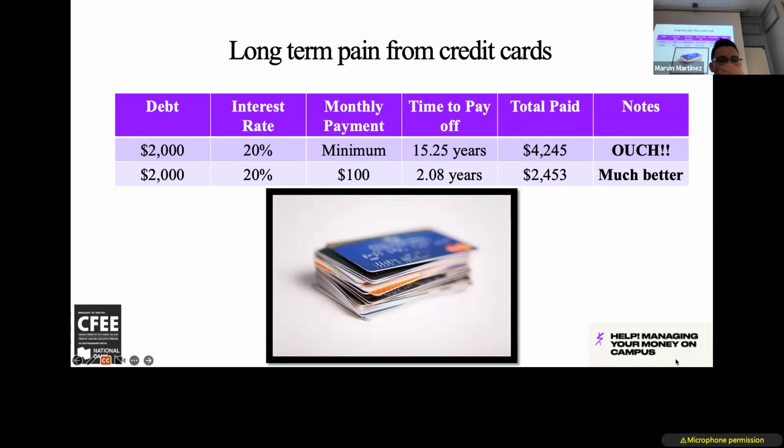So in this chart, we can see that if we pay, that's the Excel I showed you at the beginning. But here we can see if we only pay the minimum for $2,000, it's going to take us 15 years. If we pay just $100 more every single month, you're going to pay it in 2 years. Way much better. So always try to pay more than your minimum, especially with the credit cards.